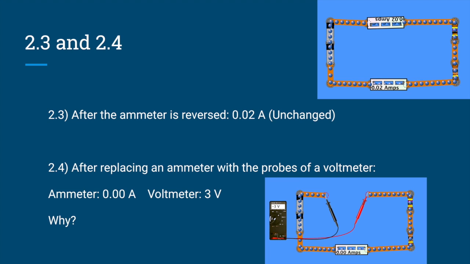After replacing the ammeter with the probes of a voltmeter, the ammeter said 0 amps and the voltmeter read -3 volts. Why is that? This is because a voltmeter is very high in resistance. That's why we typically connect them in parallel so that you don't affect the circuit. But in this case, we're putting it in series, so it's acting as a very strong resistor, and that's why you see no current readout in the ammeter.